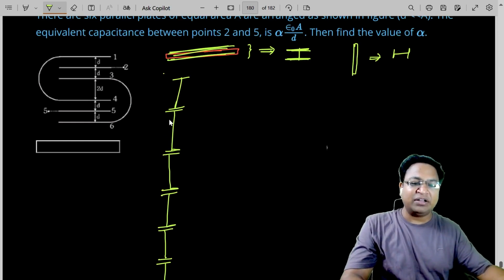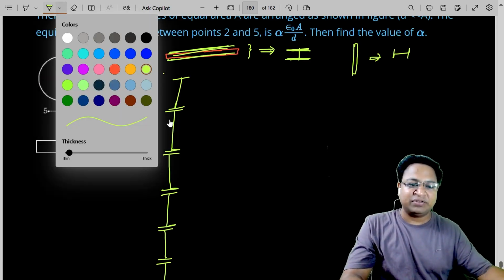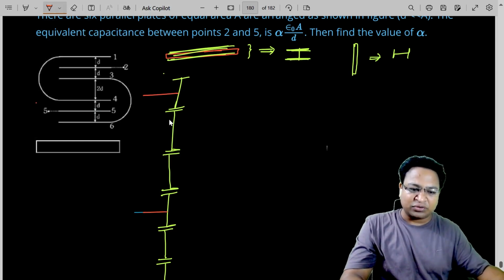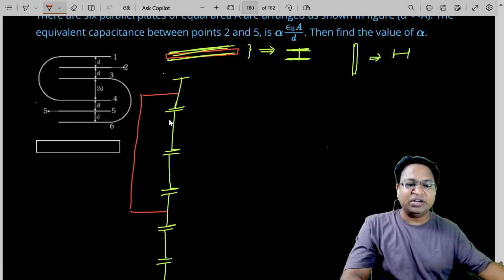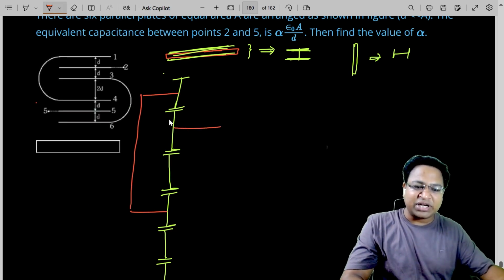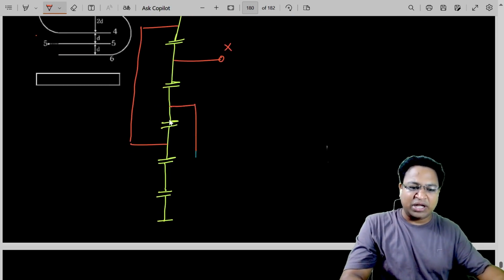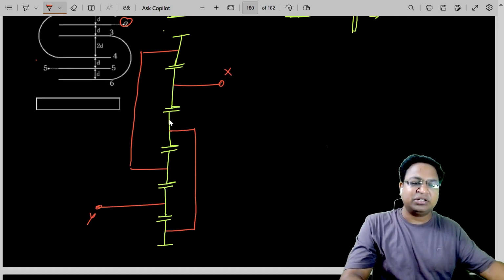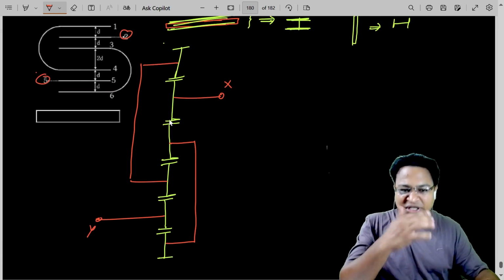Then the first and the fourth are connected. So let me just connect them with a different color, maybe red. So the first and the fourth eye, so second, third, fourth. So first and fourth are connected. Then from the second plate, we have a terminal, let's say X terminal, which is actually this. Third and sixth are connected, so I can connect them. And then we have a terminal from here. Let this be Y. Okay, so this is the arrangement given to us.